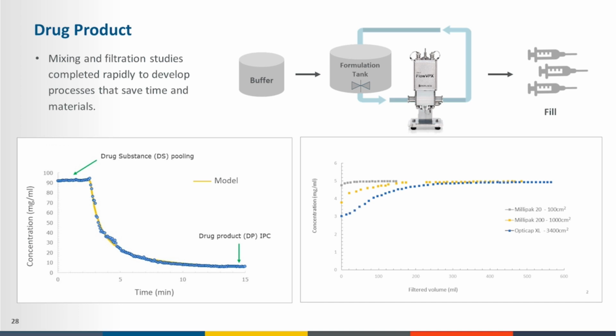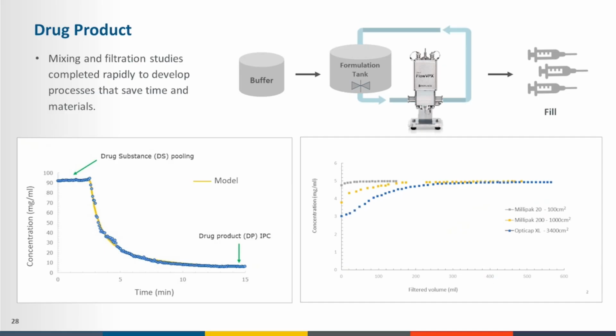In this example, we go from 90 mg per mil to about 5 mg per mil. You'll stop and recirculate when you hit the target. And if you'd like, take an offline sample, or you can use this to connect to your automation and get the target exactly during the automated process.